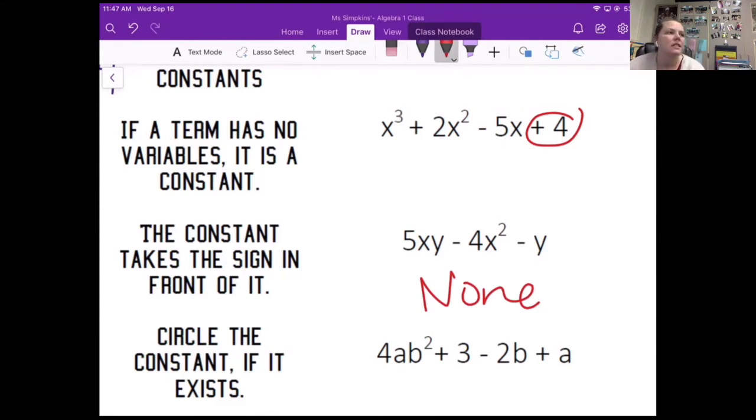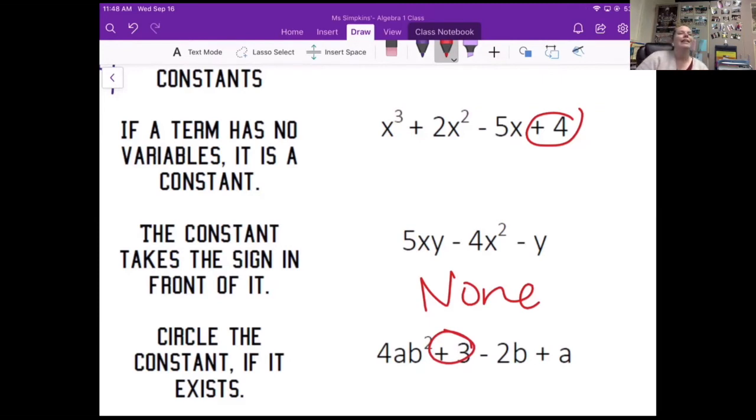And then the last one, what's the only number there that's not married to a variable? Okay, which one is it? 3. I agree. Beautiful. 3. Okay, so those are 3 new words: term, coefficient, constant.